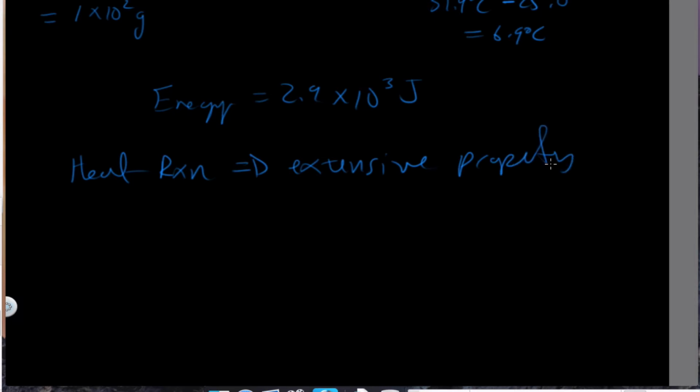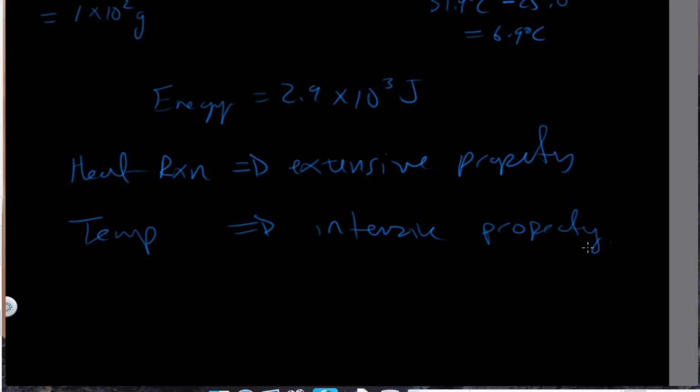What that means is that it depends directly on the amount of the substance. We need to know the amount of substance. And just to contrast that, an intensive property is something that's not related to the amount of substance, right? An example of an intensive property would be the temperature. Regardless of how much you have, the temperature is going to be what the temperature is.